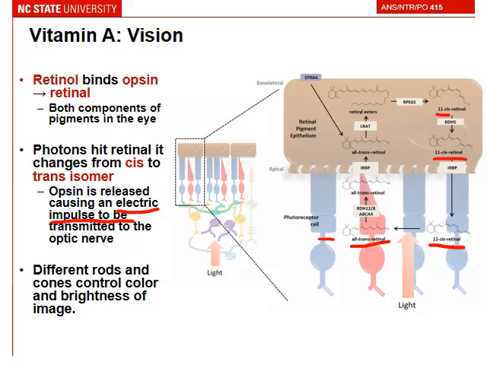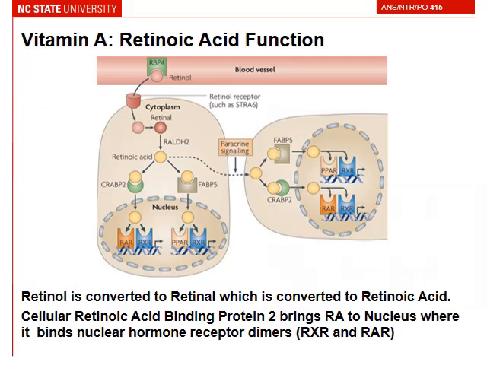So the light hitting 11-cis retinal causes a conformational change. All-trans retinal, we're releasing the opsin, and that causes the electrical impulse sending signal through our optic nerve. And then we form our all-trans retinol, and then the cycle just keeps on going back around, and we'll convert our all-trans retinol back to 11-cis retinol. And as I mentioned, it's happening in both the rods and the cones within the eye. So that's how vitamin A works with vision.